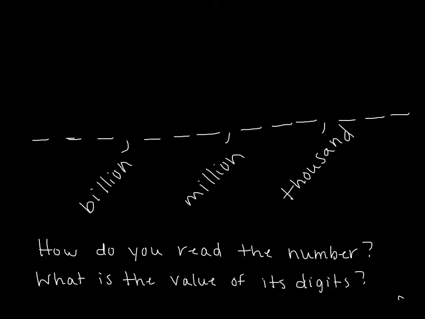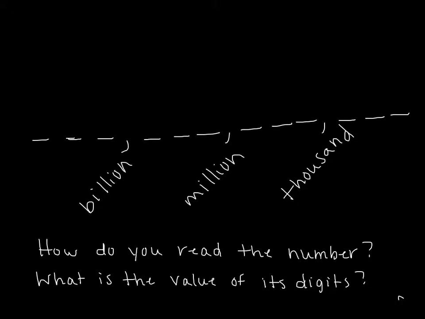We know when we have a chart like this that the first comma is the thousands place, then we have 3 more numbers, then we're in the millions, then 3 more, and then we're in the billions. So I'm going to write down a number, and first you're going to answer the question, how do you read the number? Then I'm going to ask you, what is the value of each of its digits?